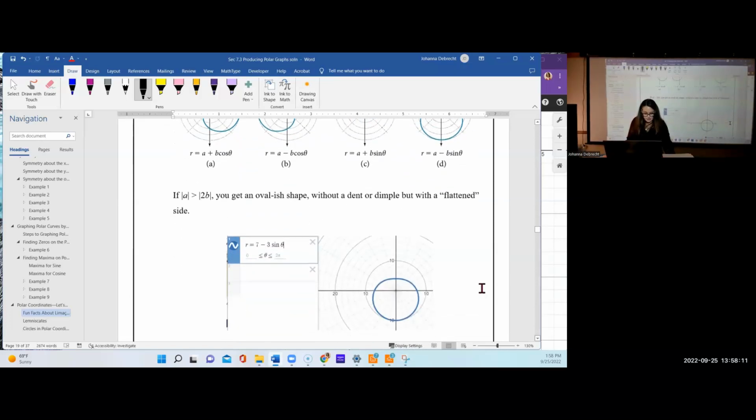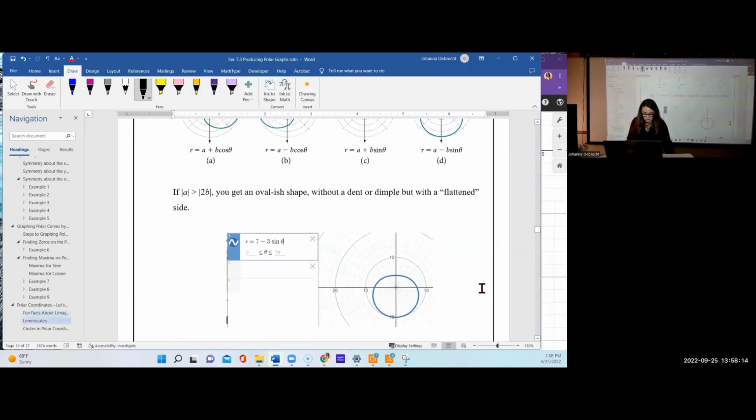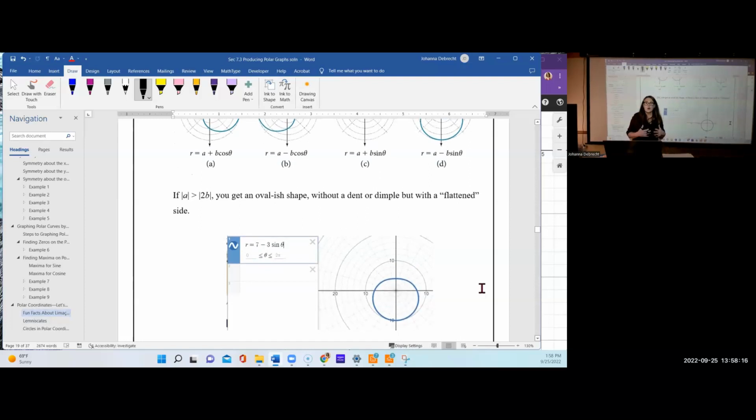Now, if the magnitude of A is greater than 2B, we get a sort of ovalish shape, and it doesn't have a dent or a dimple, but it does have a more flattened side. It's not circular. This side right here is flatter than it would be on a circle. So it's sort of an ovally shape with one side flattened out. All right, and this happens, of course, when you divide and you get A over B greater than 2.